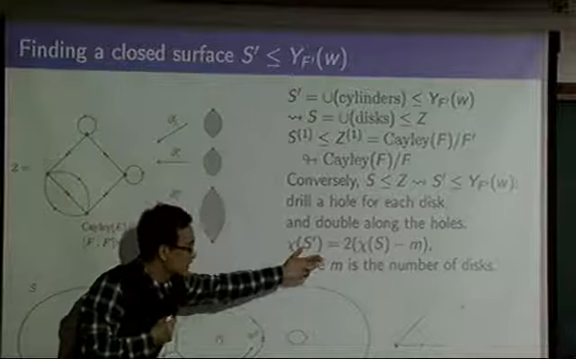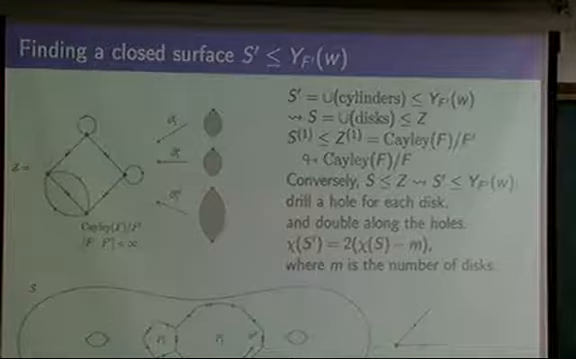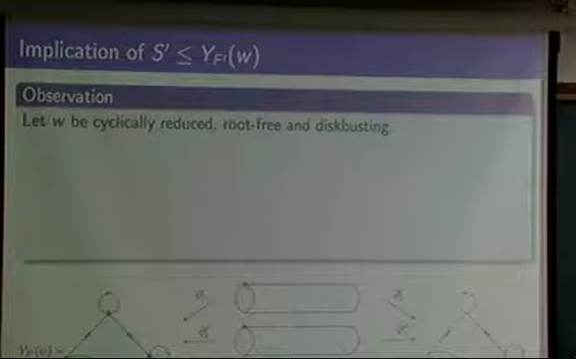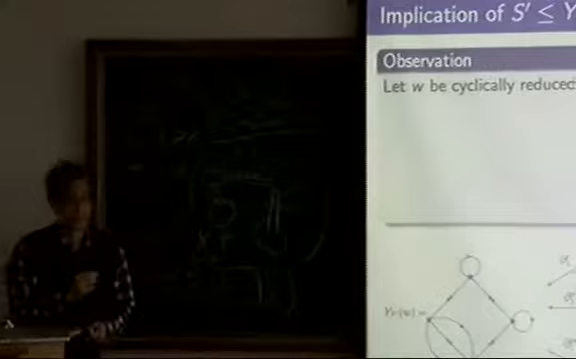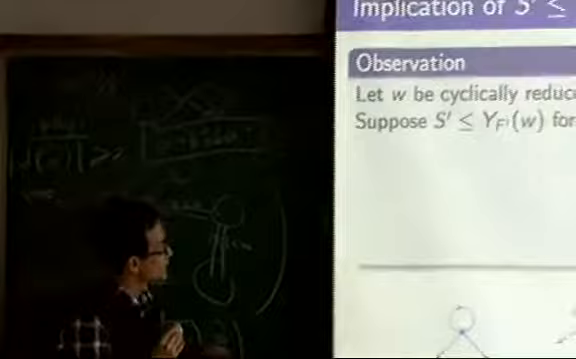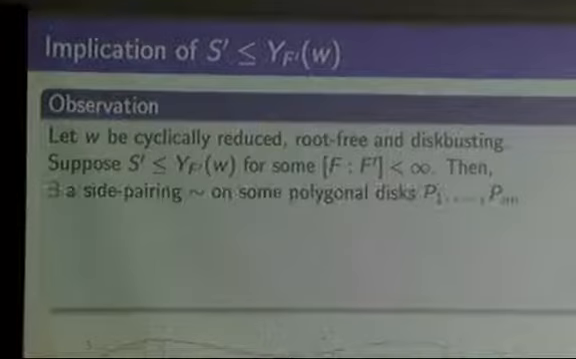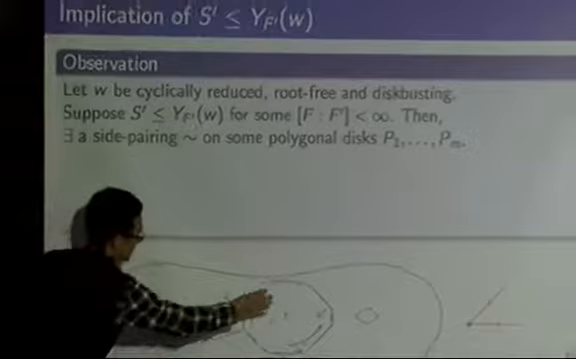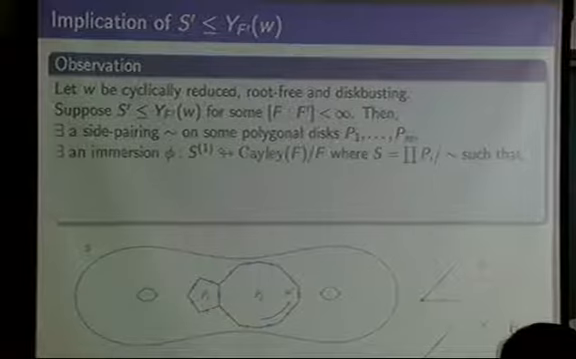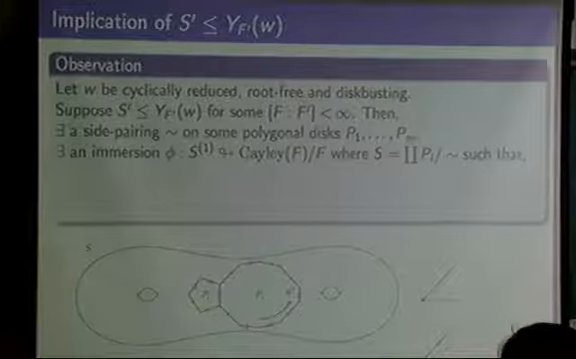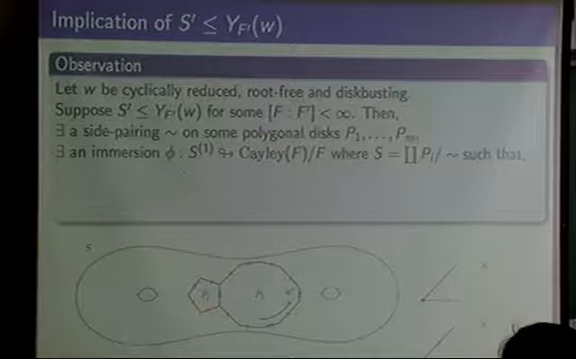So let me summarize what I've talked about so far, and there will actually be a definition later. So the observation is: let W be a cyclically reduced, root-free, disk-busting word, just like, say, the word B inverse A, a gauge curve, for example. And suppose we have found a closed surface in this special type of finite cover. Then what we have deduced so far is the following. There exists a side pairing of some polygonal disks, some disks with polygon structure on the boundary. And there is an immersion from the one skeleton of this complex S into the bouquet of circles corresponding to the Cayley graph over F, such that this immersion determines this decorating of the edges.